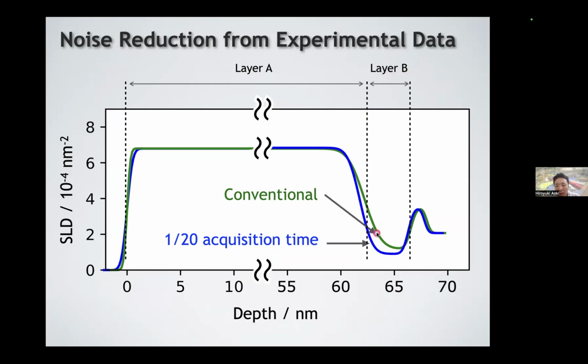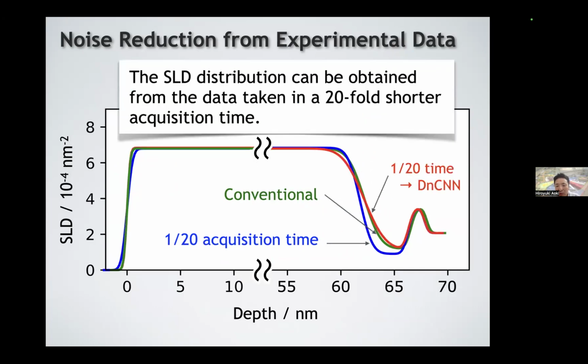But the layer thickness is almost the same from the conventional or noisy data. The roughness between the films is a little bit different. But in the analysis of the noise-filtered data, we obtained quite similar results to the conventional results. So this indicates that our CNN can reduce the experimental data to 5% without compromising the accuracy of the data analysis.